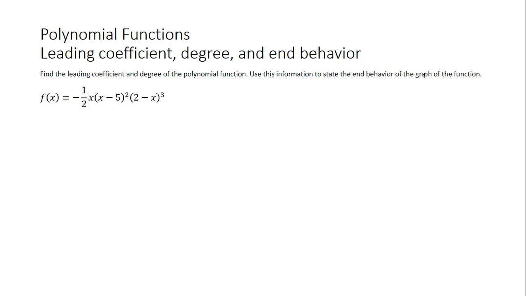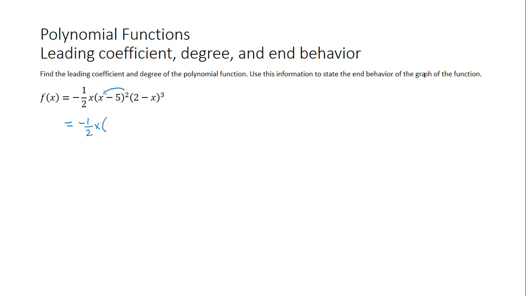Remember that to identify the leading coefficient and degree of a polynomial function, the function needs to be written in standard form. While we could square x minus 5 and then cube 2 minus x and then multiply that whole thing together, it's really not necessary to do that to identify the degree and leading coefficient. Instead, we need to look at the leading term of each of the factors that we want to multiply. So the negative 1/2 x remains as one factor, but when we square the x minus 5, it doesn't really matter what we get except for the first term.